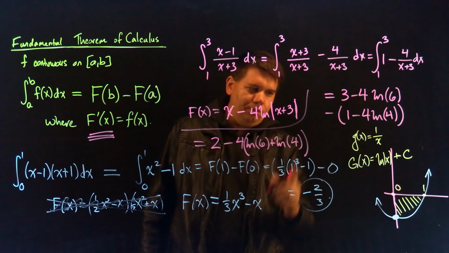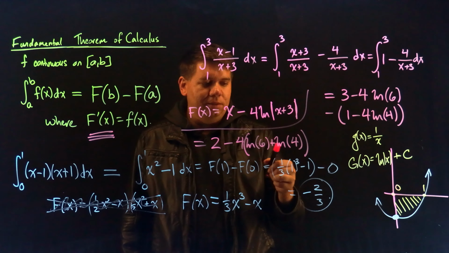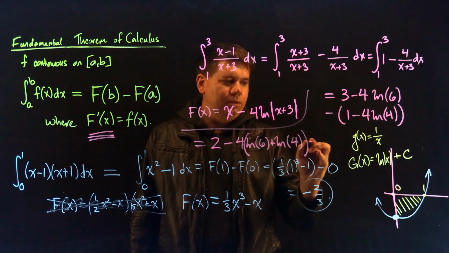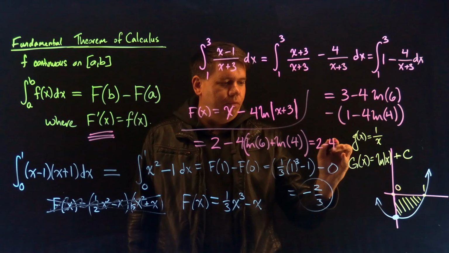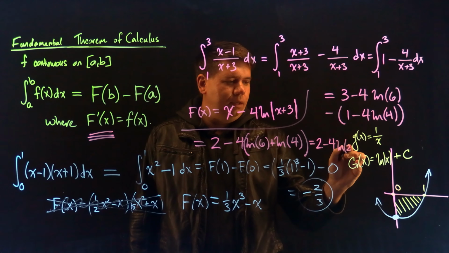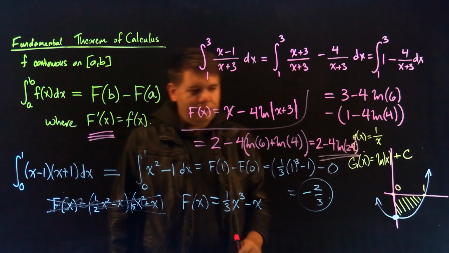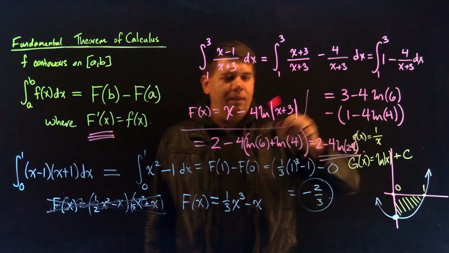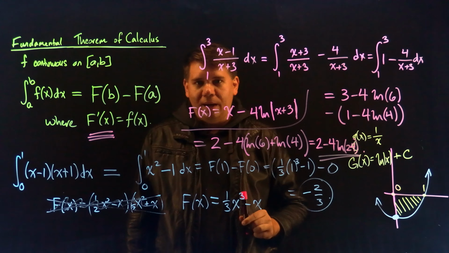And if you want to, you could combine those. The natural log of a plus the natural log of b is the natural log of a times b. So this just ends up being 2 minus 4 natural log of 24. However you end up writing it, you get your answer. So we just find the antiderivative, and then we plug in the bounds to it.